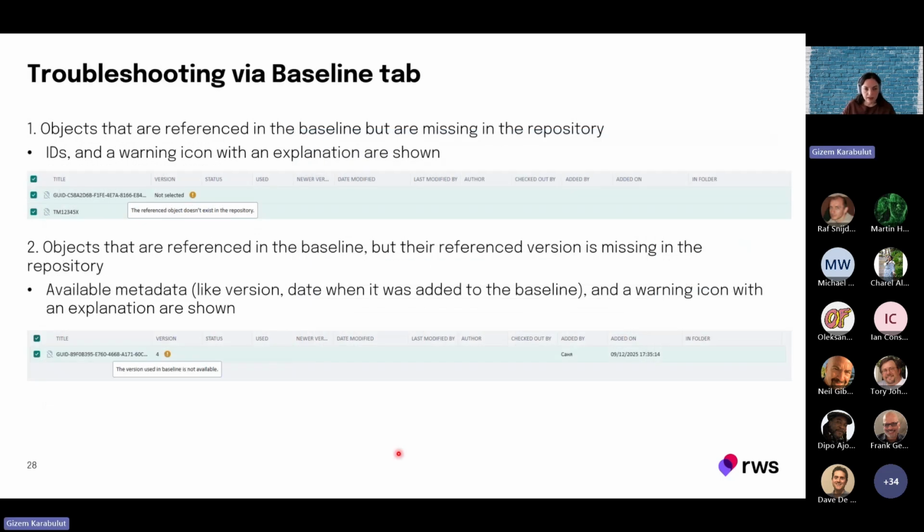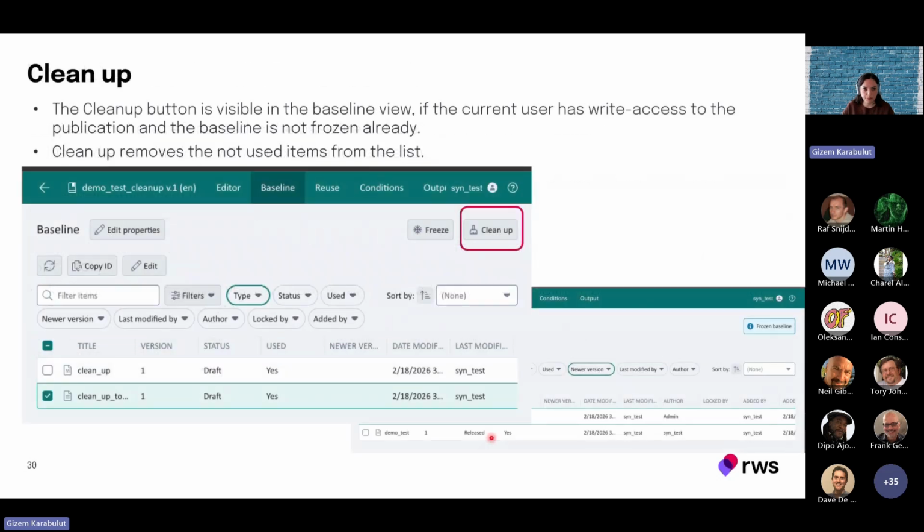And we display a warning icon when there are things that need to be fixed or require the writer's attention. For example, objects that are referenced in the baseline but are missing in the repository. In that case, we add a warning icon. Or objects that are referenced in the baseline but their referenced version is missing in the repository. Again, we display a warning icon for this case in the baseline.